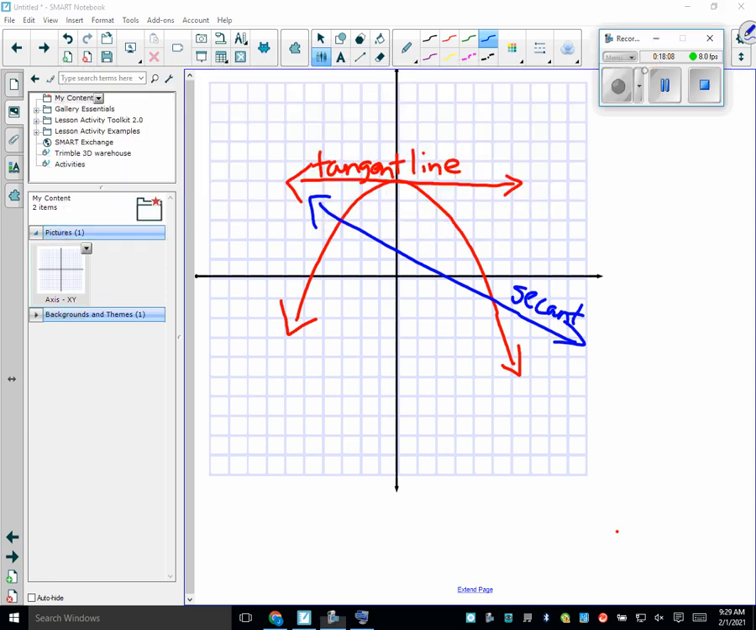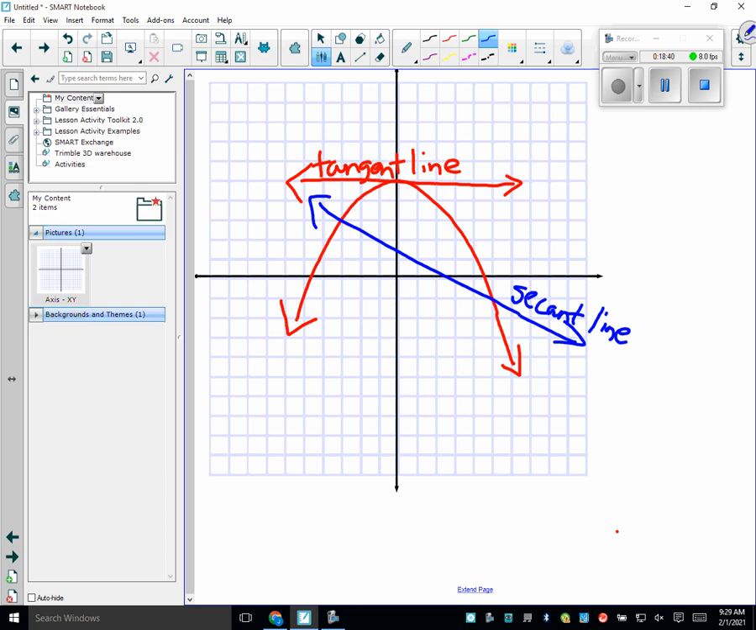I want you to write something. Secant line. All right? What we're going to do is find the slope of the secant line. It is called the average rate of change.